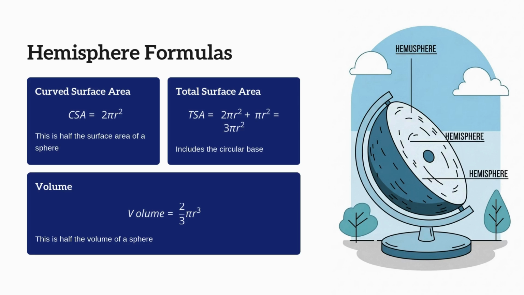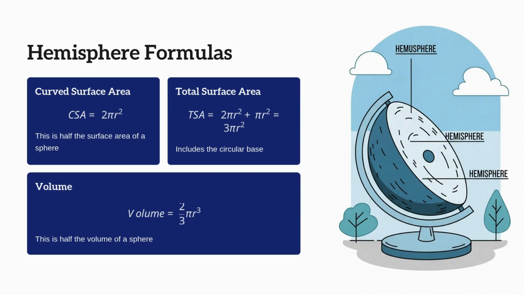2. Total surface area, TSA. The total surface area of a hemisphere includes both the curved surface area and the circular base. Curved surface area equals 2 pi r squared. Base area equals pi r squared. Adding these together gives 3 pi r squared. This follows from including the flat circular base along with the curved part.